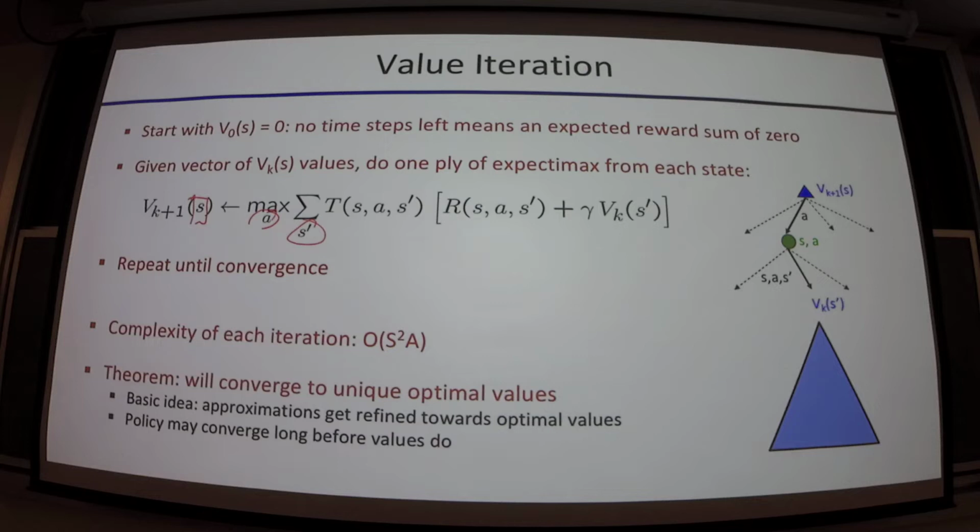Okay, and we also talked about this theorem, that this will converge to the unique optimal values. I described this last time in kind of an almost proof, more of a sketch of a proof. But the idea is that our approximations are getting refined toward the optimal values. You can, in practice, bound these. That bounding shrinks as a function of the number of iterations you're performing. You contract on the optimal value.